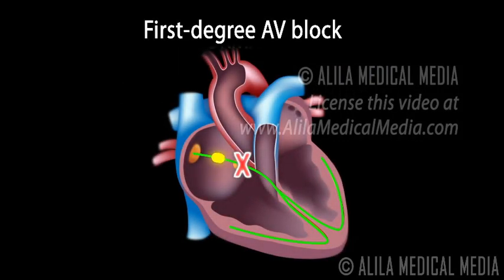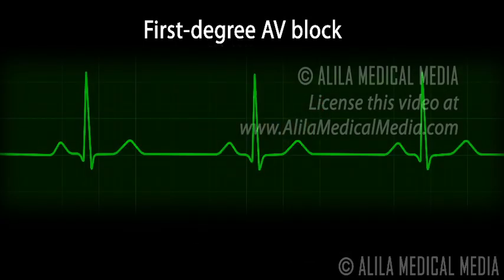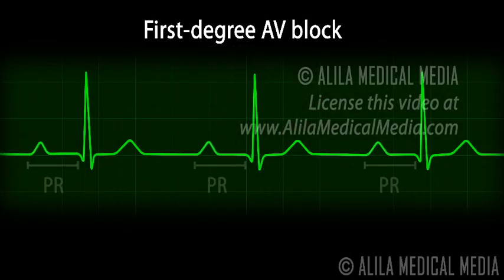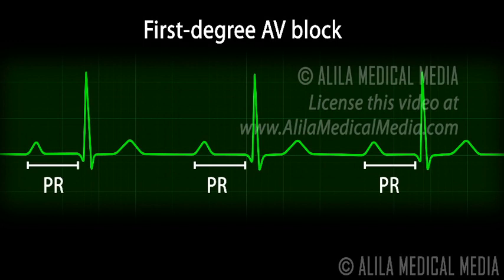There are 3 degrees of AV block. First degree AV block. The electrical signals are slowed as they pass from the SA node to the AV node, but all of them eventually reach the ventricle. On an ECG, this is characterized by a longer PR interval of more than 5 small squares. First degree AV blocks rarely cause symptoms or problems and generally do not require treatment.